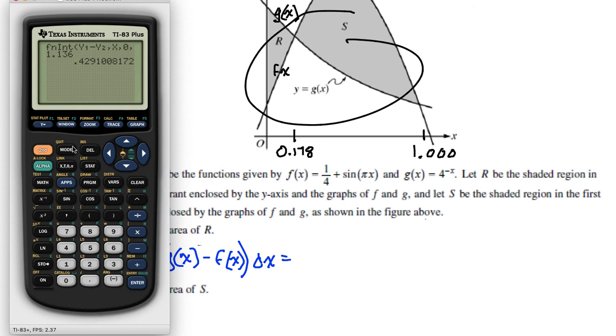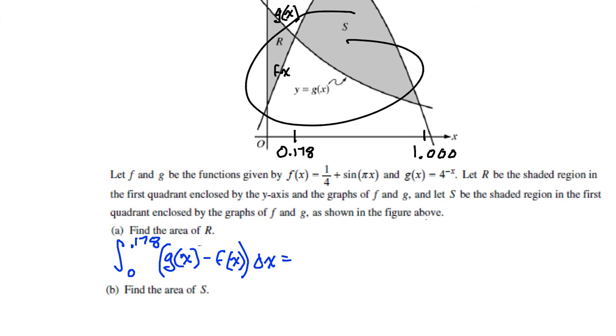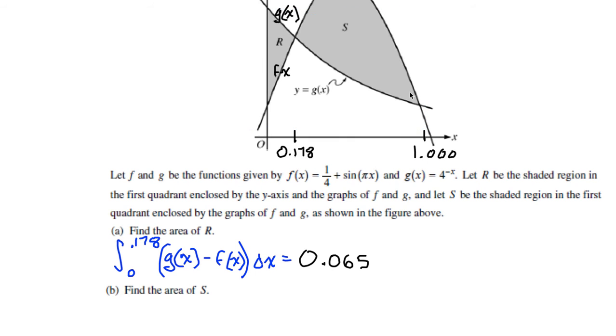So second mode, to quit out of this thing, let's clear the screen. I'm going to do math 9, the integral of vars right, enter 2, my y2 minus vars right, enter 1, my y1. Okay, all with respect to x, from 0 to this 0.178, and I get 0.065, rounding. 0.065, and I'm going to get rid of this circle so it doesn't mess me up for my notes when I save them.